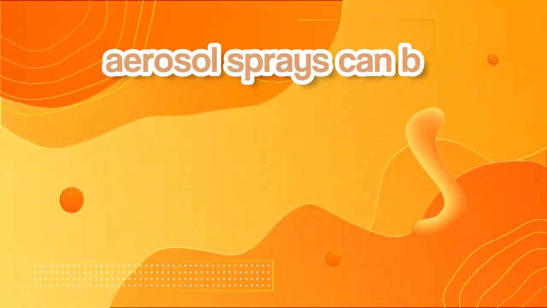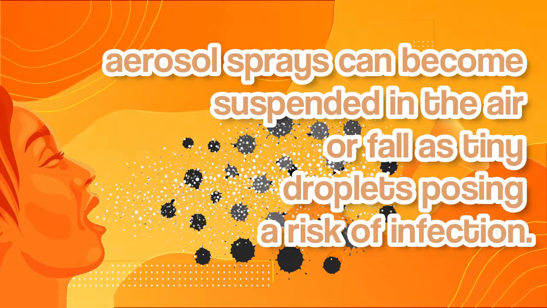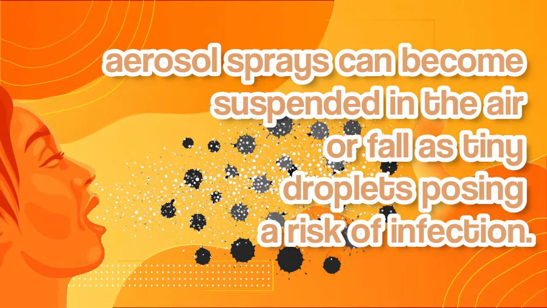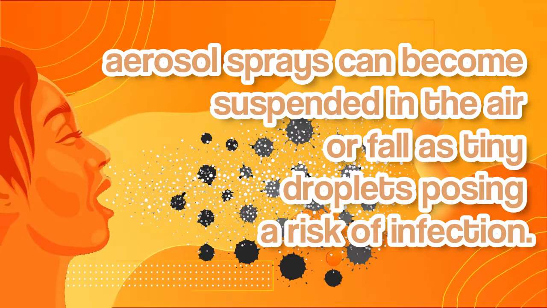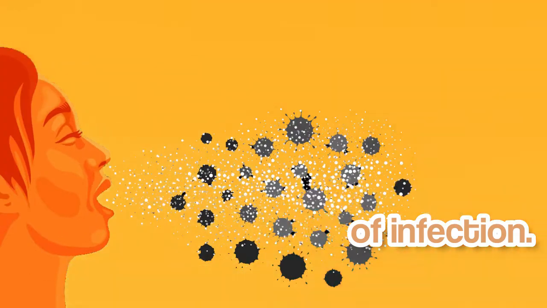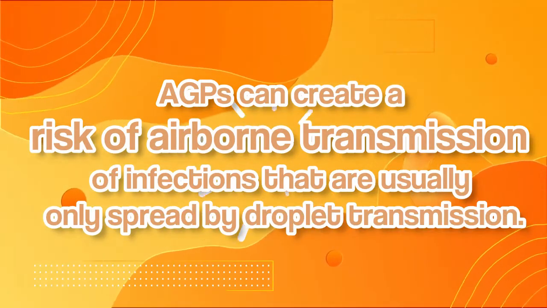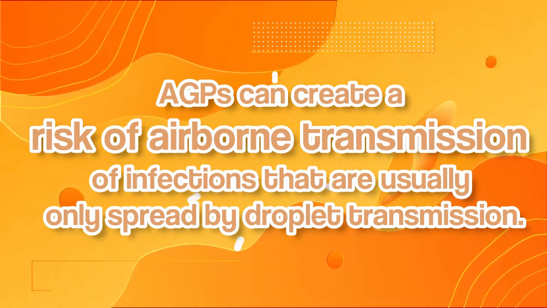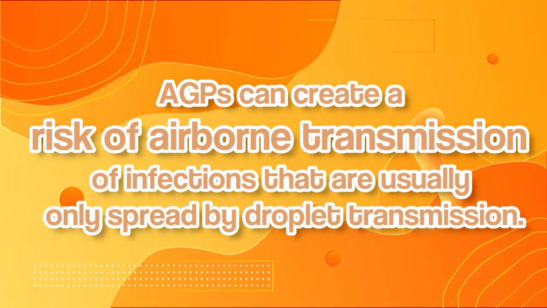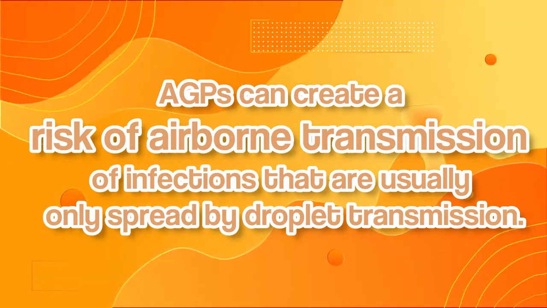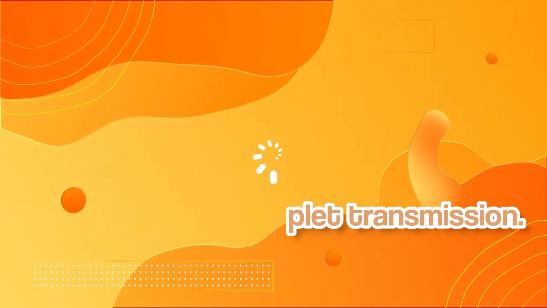saliva. Production of aerosols should be controlled as there is a risk of infection transmission when these aerosols become suspended in the air or fall as tiny droplets on surfaces. AGPs can create a risk of airborne transmission of infections that are usually only spread by droplet transmission. Hence, healthcare professionals are really advised to be careful of this.